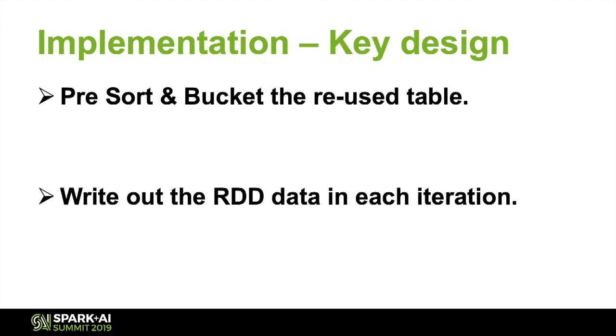The first one is to pre-sort and bucket the reused table in the recursive query part if possible. This is to avoid shuffle and sort in each iteration. The second one is to write out the DataFrame or RDD in each iteration. It may look unreasonable at first. Why not use the RDD cache? Well, the RDD cache would cause OOM in stack size due to the too deep RDD relation when we do the RDD serialization or deserialization on the driver side, as an RDD is actually not a data set, but just stores the dependencies.